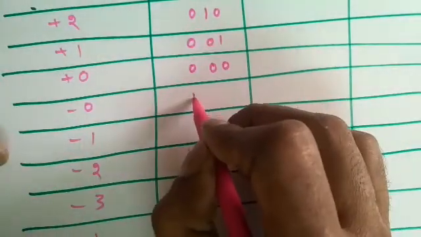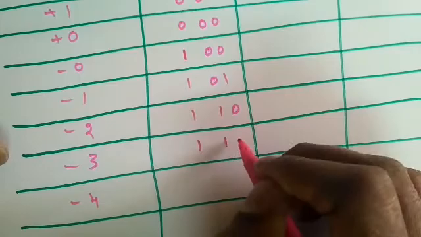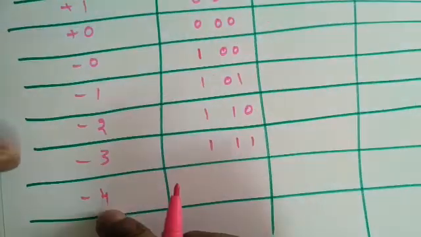Now minus 0 means the sign bit will be 1 and the remaining is 0. Minus 1 is 1 0 1, minus 2 is 1 1 0, and minus 3 is 1 1 1. So I cannot represent minus 4 using 3 bits. If I want to represent minus 4, I need 4 bits in signed magnitude form.